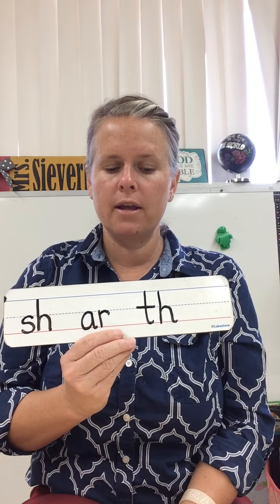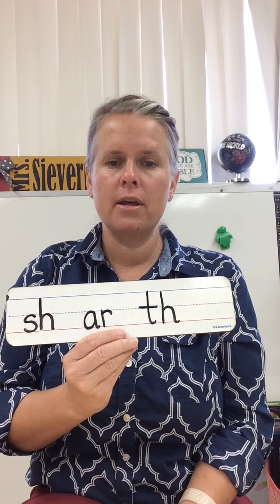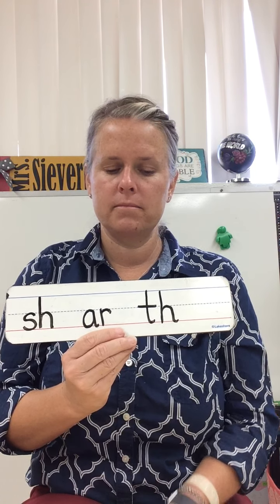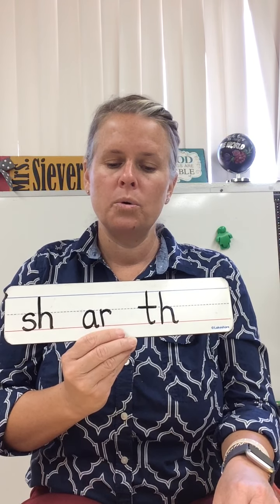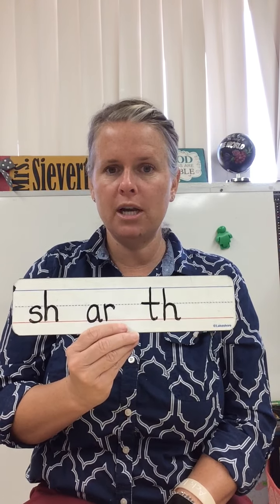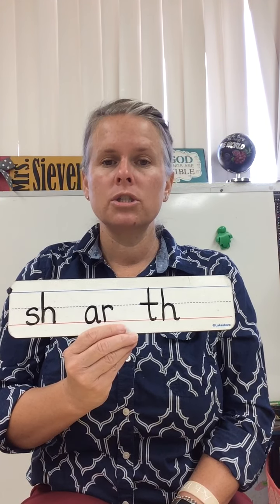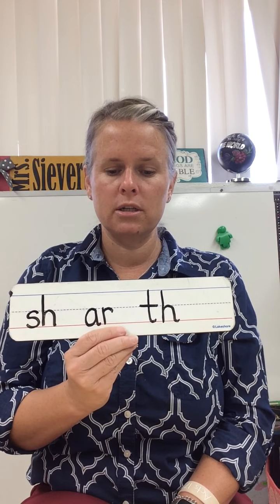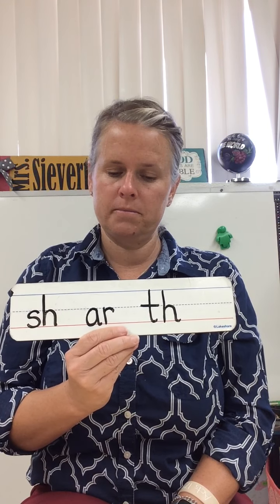Word number 5, bath. B-ath. Bath. Word number 6, this one has 2 in it. 2 digraph blends are going to be in it. The word is shark. Sh-R-K. Shark. Sh-R-K. Shark.